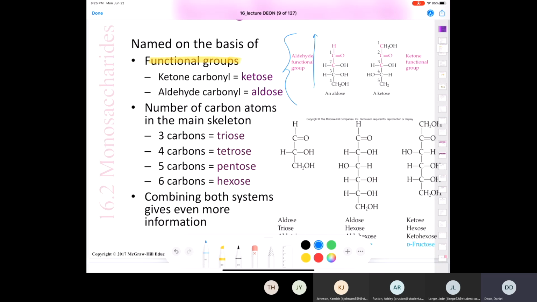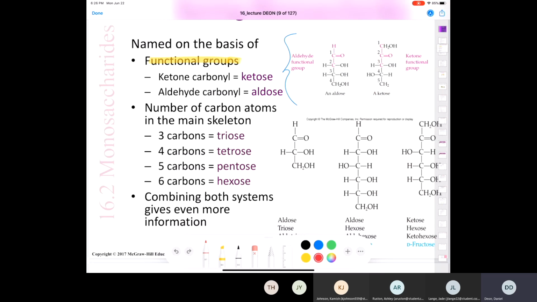So going this way, going up like this, we always write our carbohydrates in a specific orientation. If you look at the carbon at the top, carbon number 1, if that is an aldehyde, we call it an aldose. And if it is a ketone, which is highlighted in pink here, then we call it a ketose. Pretty simple, right? If it's an aldehyde at the top, it's an aldose, and if it's a ketone at the top, it's a ketose.